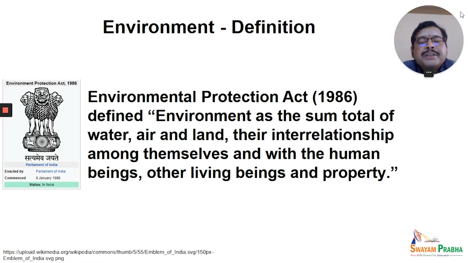So there is a relationship between the living as well as the non-living components, that is the water, air, and land. This relationship is so intricate and fine, and this interrelationship has to be understood. That makes the environment understanding. So in a nutshell, environment means surrounding, which includes the biotic components as well as the abiotic components and their interrelationship. That is what we infer from the definition given by the Environmental Protection Act.